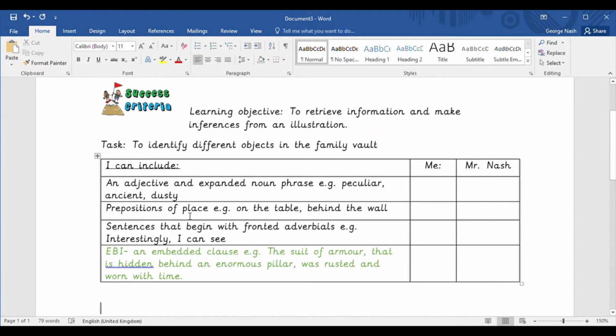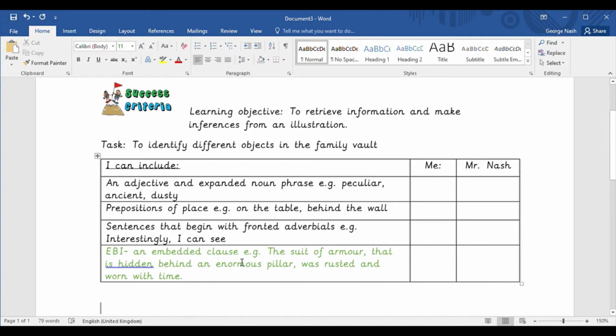Prepositions of place. If you can't remember what a preposition is, don't worry. Preposition sounds like position. That's how I always try to remember it, which tells you where something can be found. For example, the pencil was on the table, or something is behind the wall. Also, if you could start some sentences that begin with fronted adverbials, for example, interestingly, I can see something, that will really up-level your work. And finally, if you want a challenge, you could have an even better if, an embedded clause.